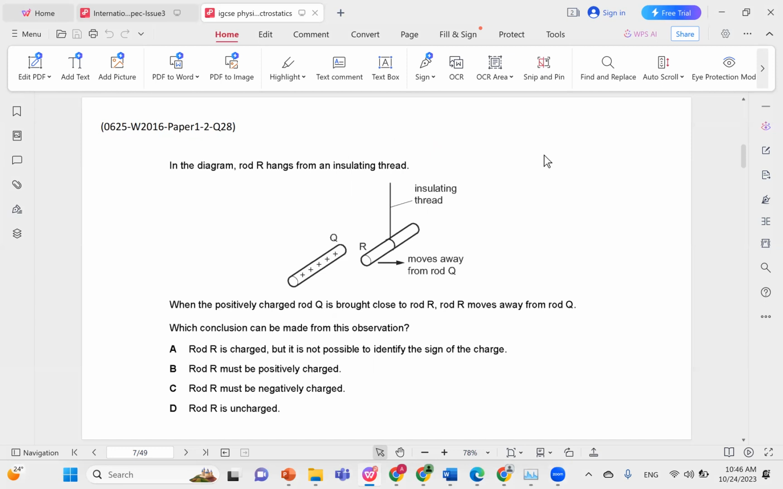In the diagram, rod R hangs from an insulating thread. When the positively charged rod Q is brought close, rod R moves away from rod Q. What conclusion can be made from this observation? So moves away means repulsion. The two rods repel each other. In order to repel, they must both be positive. They must have the same charge. And since we know that Q is positive, we conclude that R must be positive as well. So the correct choice here is choice B.